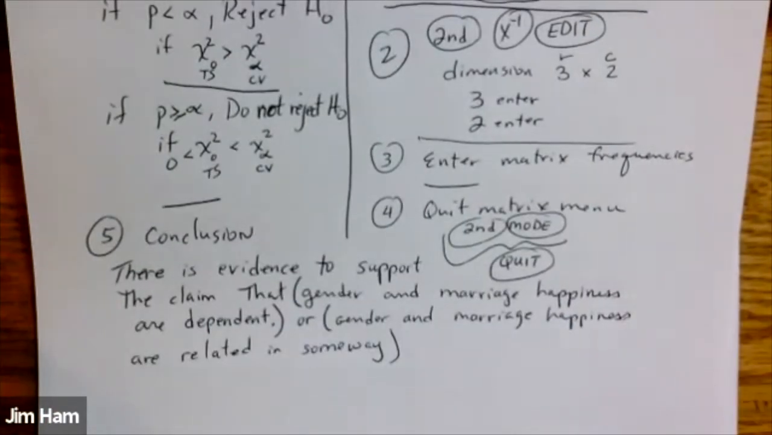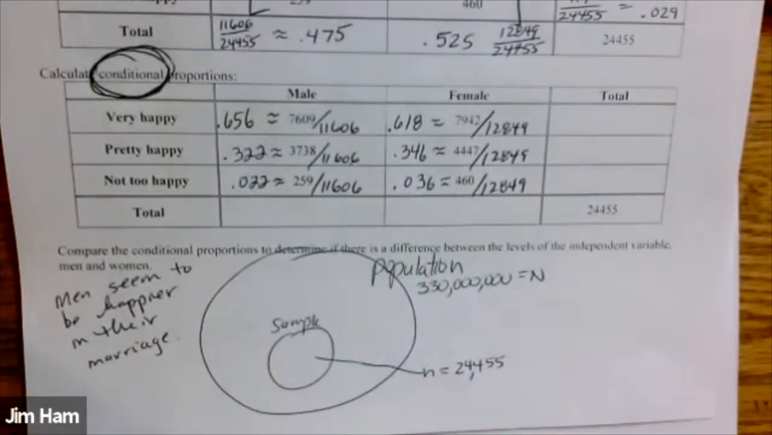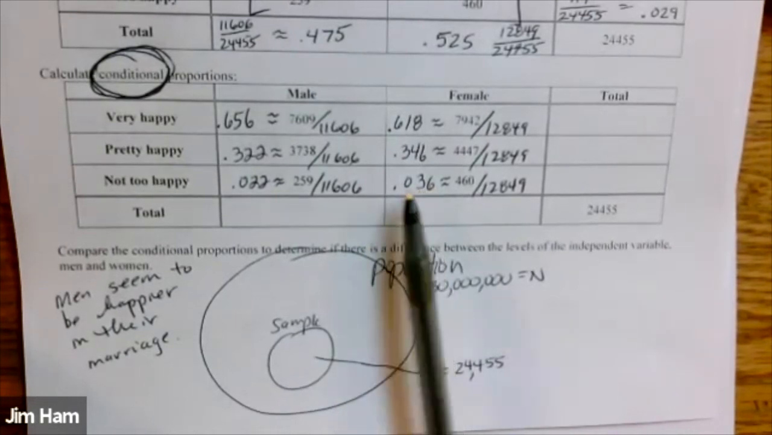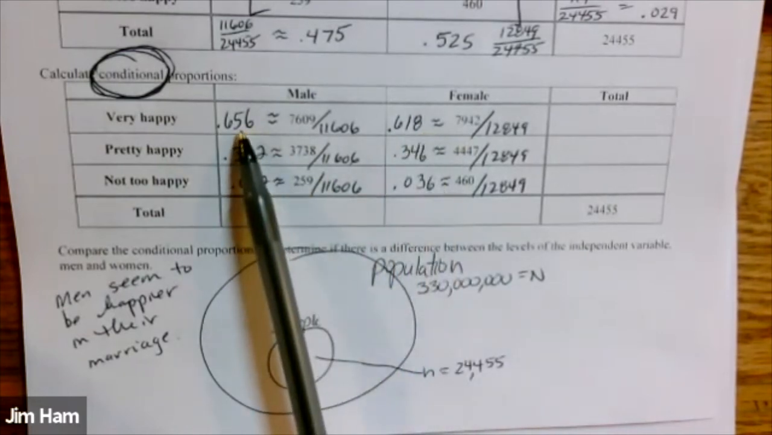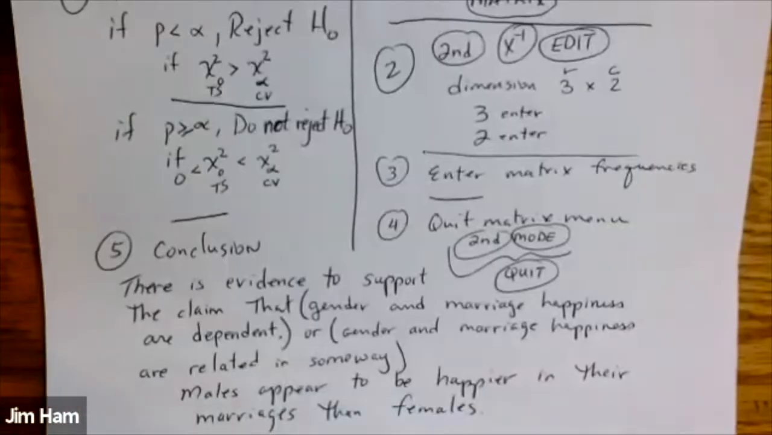Now, if you are going to say that there is a difference somehow, then you should use the conditional proportions to state what the differences are. For this one, we can compare these two numbers, and we could say that females respond at a much higher rate that they are not too happy, and that males tend to rate their marriage as very happy at a higher rate than females. You could say something like this, and if you needed to, you could provide some evidence for that.